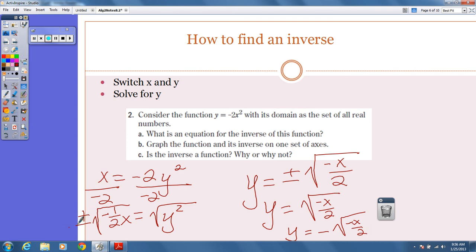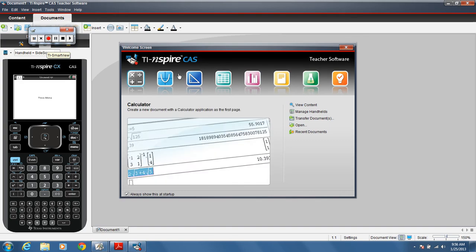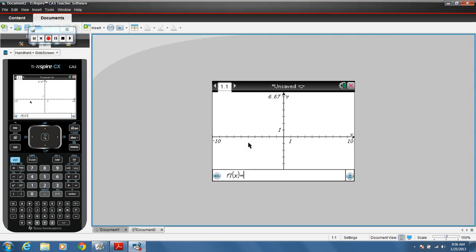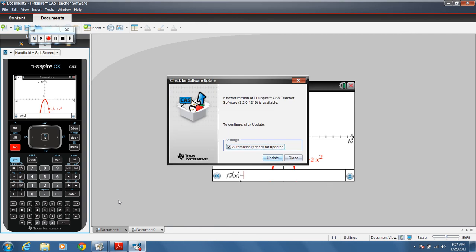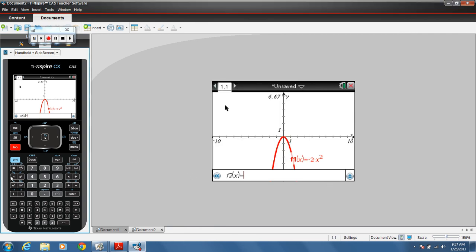Okay, so let's look at it. They want us to graph the function and its inverse. So I did not pull up my calculator, so hold on one second. Okay, let's look here. y equals negative 2x squared was the original. Okay. And then we had tab. y equals, we want, oops, nope, square root.